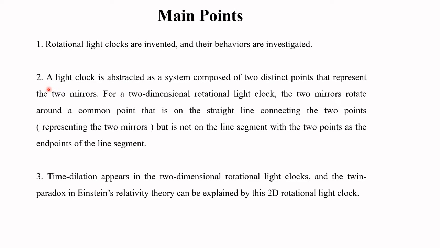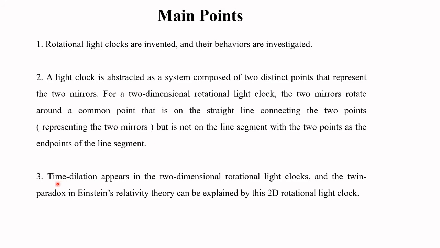And the second point is that a light clock is abstracted as a system composed of two distinct points. The 2 points represent the 2 measures of the clock. For a 2-dimensional rotational light clock, the 2 measures rotate around a common point. And this point is on the straight line connecting the 2 points representing the 2 measures, but it is not on the light segment with the 2 points at the endpoints of the light segment. This means that the common point around which the 2 measures rotate is not between the 2 measures.